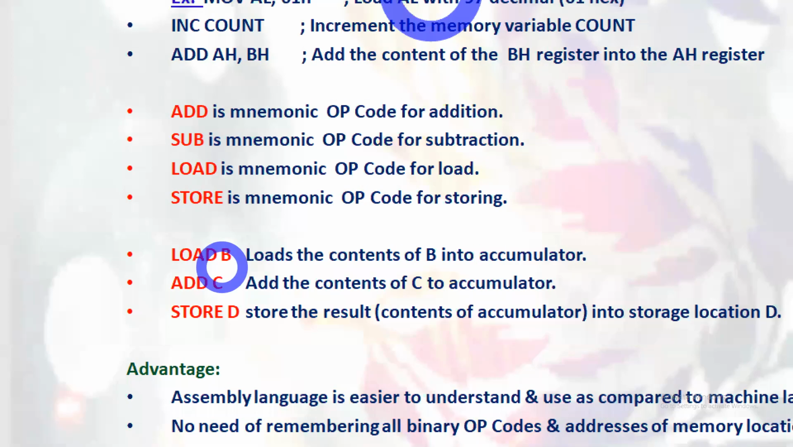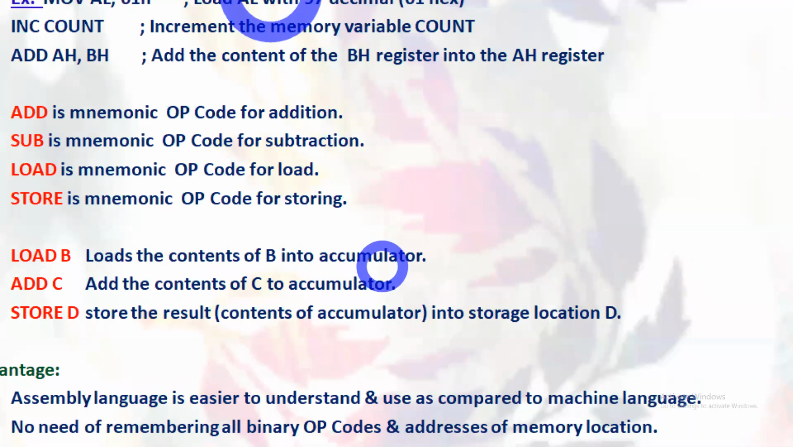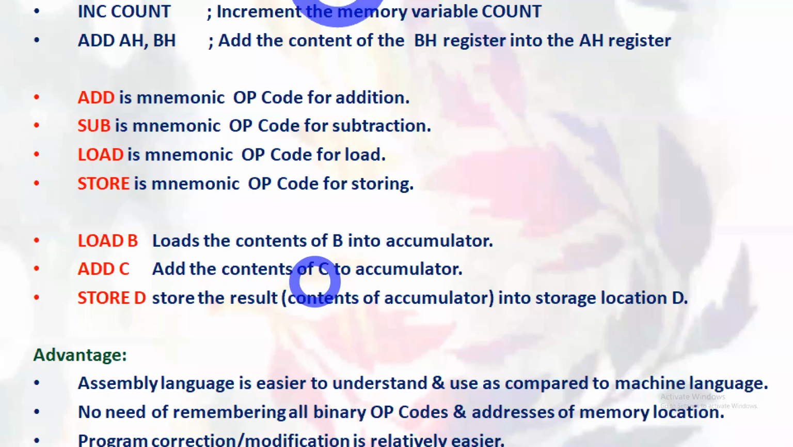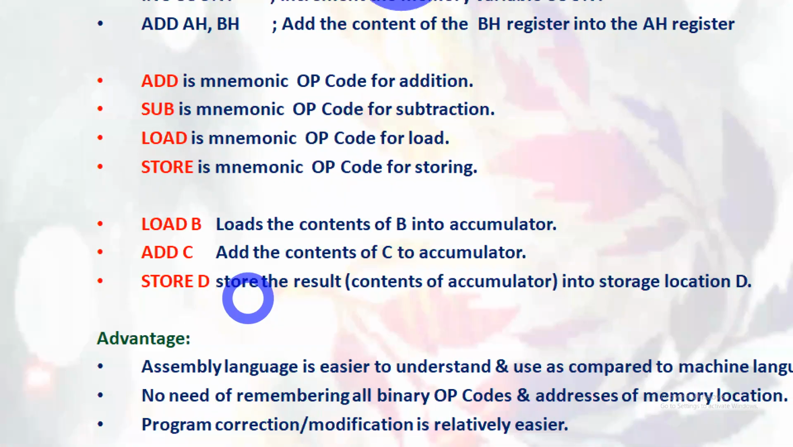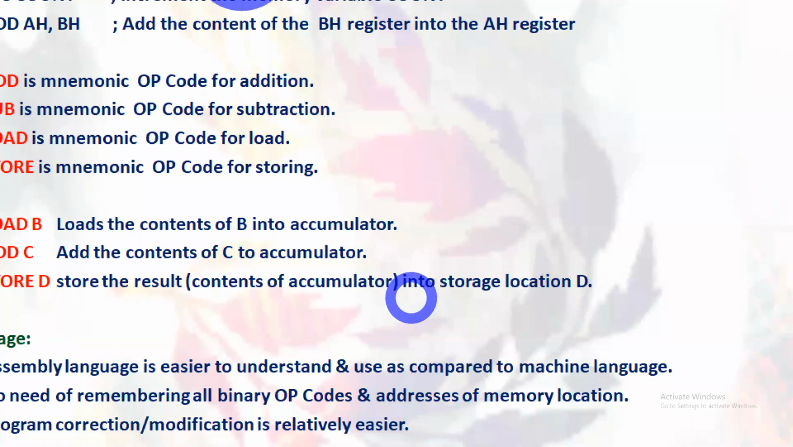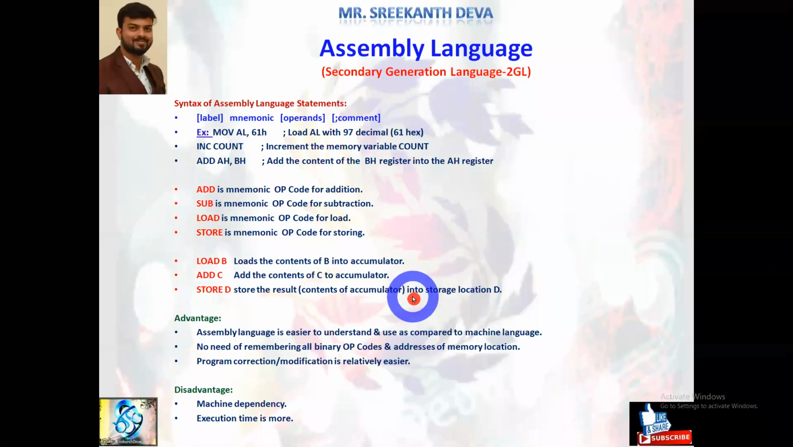Load B loads the content of B into the accumulator. Add C adds the content of C to the accumulator. Store D stores the resulting content of the accumulator into storage location D. See here, using assembly level language, we are not required to write completely in machine level language like zeros and ones, but we are using assembly language represented in the form of symbolic representation like mnemonics. These mnemonics represent short codes for instructions. But still assembly language is a low level language, a machine dependent language.